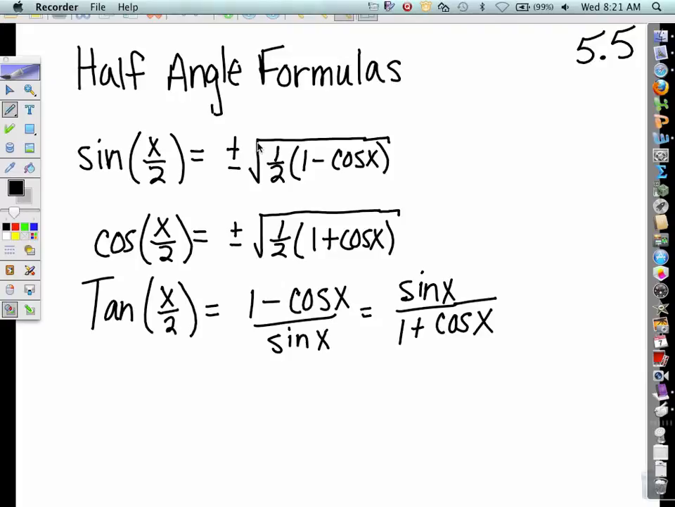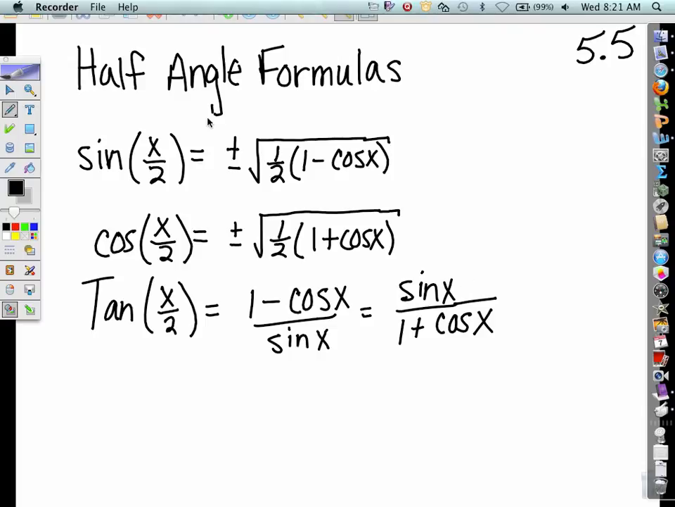We are going to continue with section 5.5. The lesson today in this video is going to be over the half angle formulas, and here you can see they are listed. If you want to pause the video, make sure that you write these equations down. The tangent equation, there are two separate ones. You can go with either one.